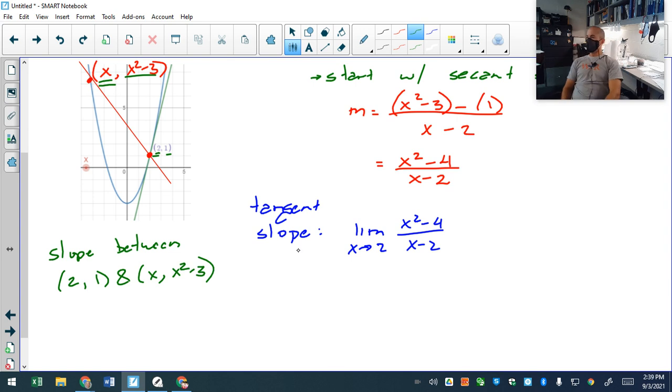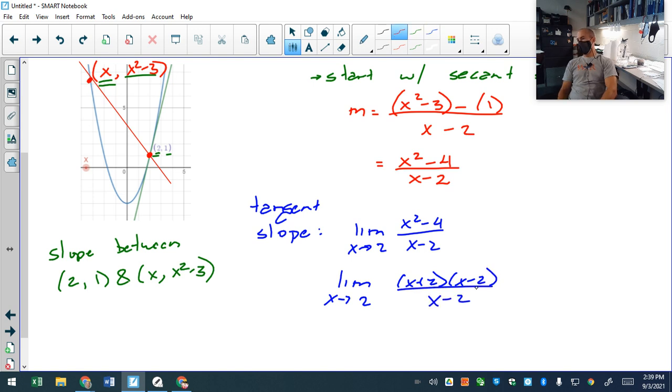But has anybody solved this limit yet? What did you get? That's what you should have gotten. x plus 2, x minus 2 is the numerator, x minus 2 on the denominator. By the way, if you set these tangent limits up correctly, you will always get 0 over 0. If you don't, you messed up. After you have it set up, you may want to just try plugging in really quick to make sure it's 0 over 0. If not, you need to fix something before you proceed.